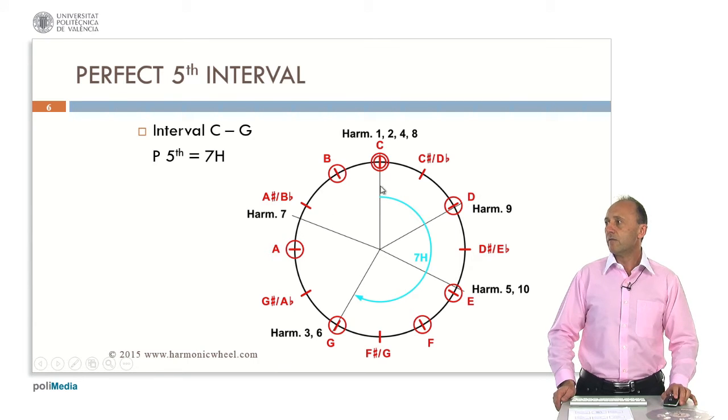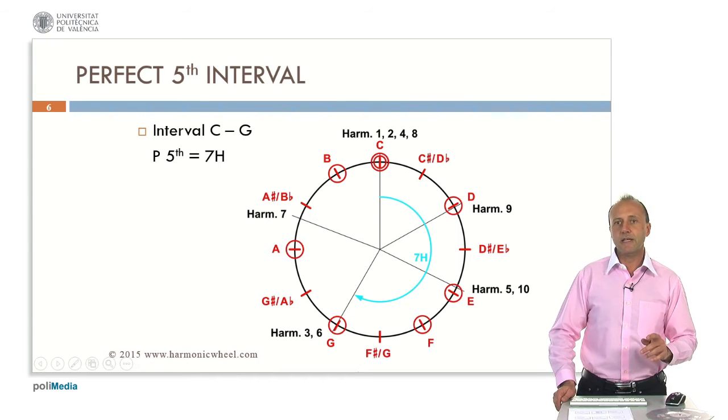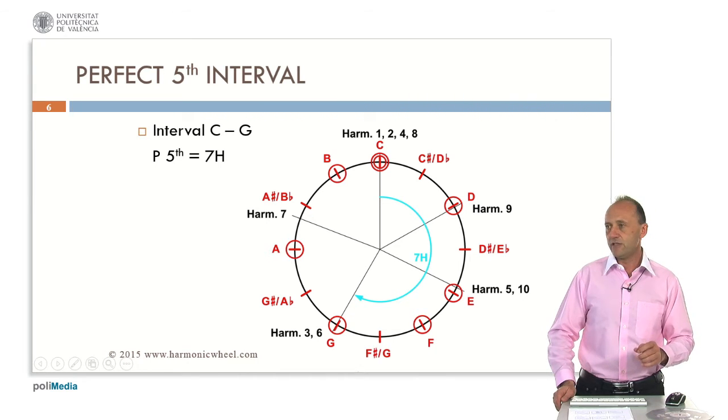The interval from C to G is named with a number. If we count the natural notes from C to G, we have C, D, E, F, G, 5 notes, so this is a fifth interval. And because the note G is practically at the same place of harmonic 3, this interval is called perfect. So this is a perfect fifth, and it has 7 half steps.